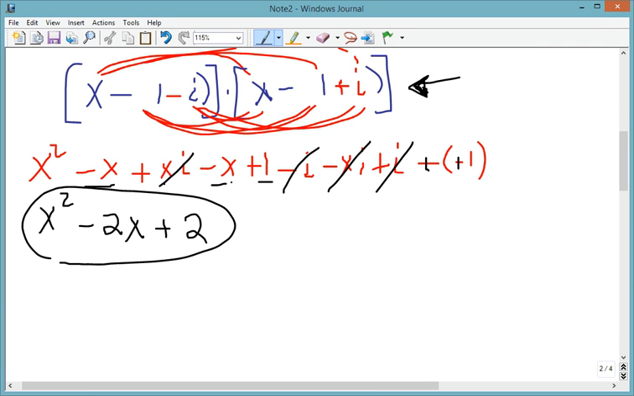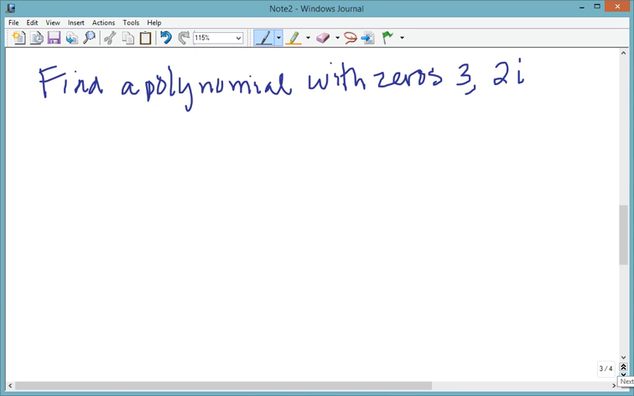Okay, now this is a common thing that we're going to be asked to do, and that is I'll give you some zeros, and you have to find the polynomial that they came from. So here's an example of what you might see. Find a polynomial with zeros 3 and 2i. Now, when we say polynomial, we're going to assume it's a polynomial with real coefficients. Okay? And they probably would say a third degree polynomial. So I didn't write that in, but it probably would say find a third degree polynomial with zeros 3 and 2i. So the first thing you have to think about is, are there other zeros?